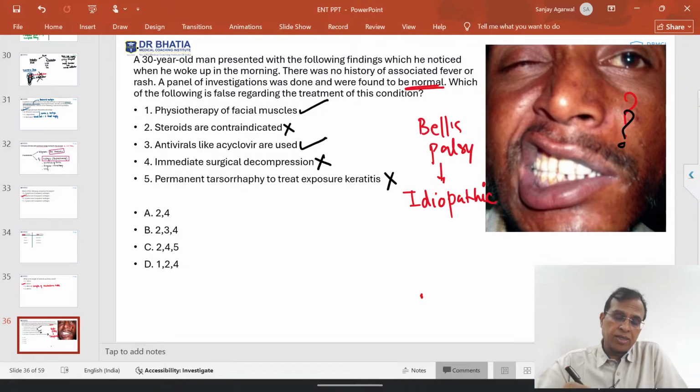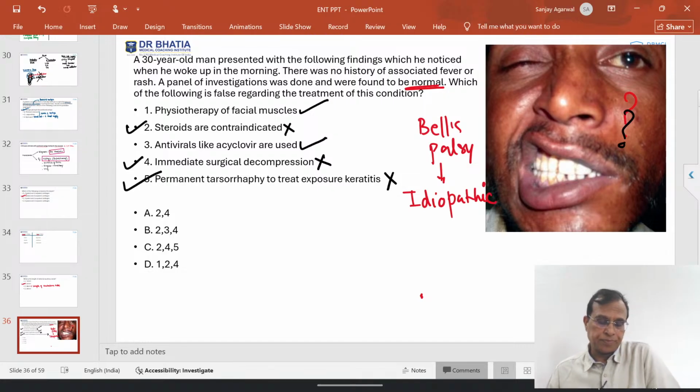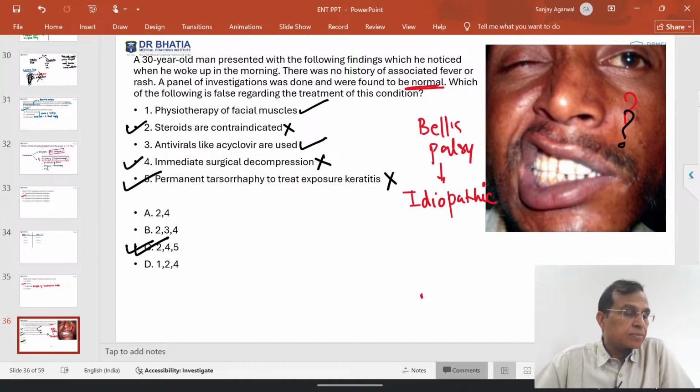So which is not done? This is not done, this is not done, this is not done. So 2, 4, 5 is the correct answer. 2, 4, 5 also. टार्सोरैफी बहुत लेट करते हैं, बहुत लास्ट में करते हैं, जल्दी से नहीं करते. So B is the correct answer. So this is one question, C is the correct answer. This is one question where a lot of people got it wrong. Okay.